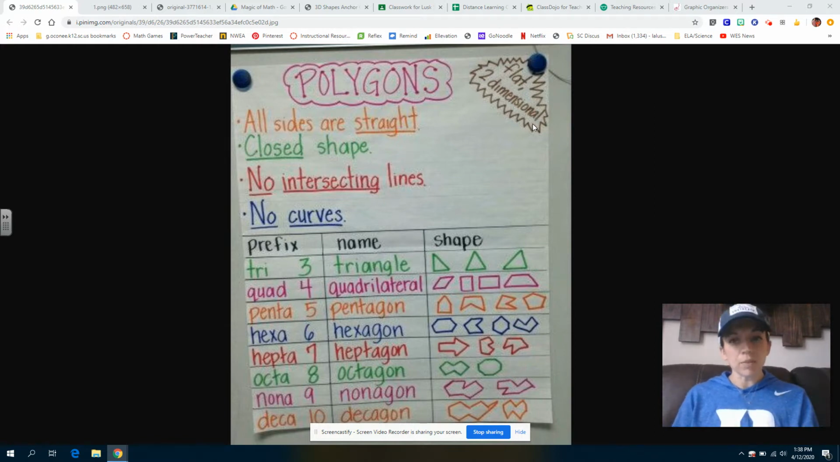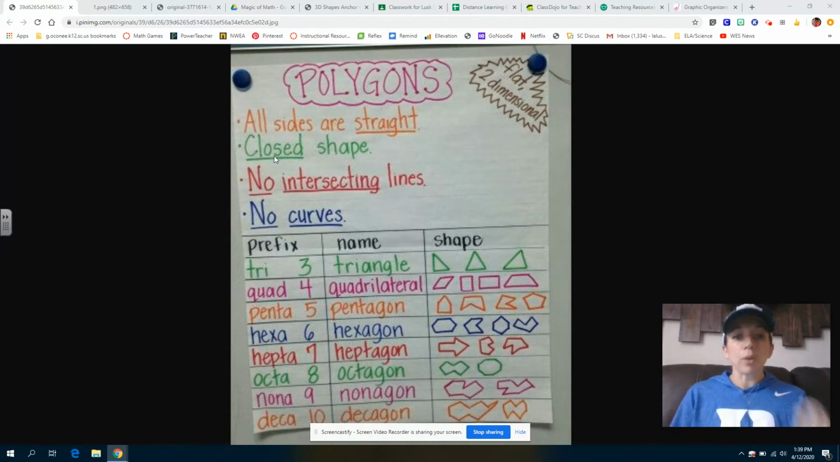If you look, it also says they're flat two-dimensional shapes. You have 2D shapes and you have 3D shapes. 2D shapes are the flat ones, so we're going to go over some of those first. So a polygon, all sides are straight. They cannot be curved whatsoever. And down here it says no curves.